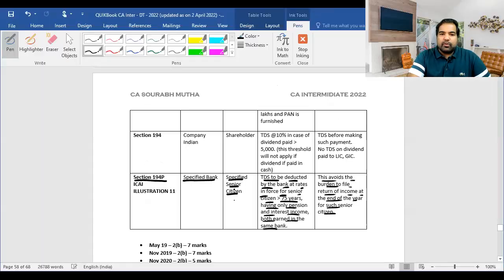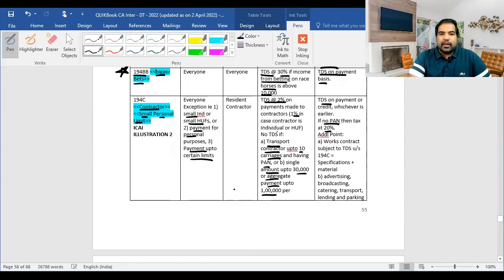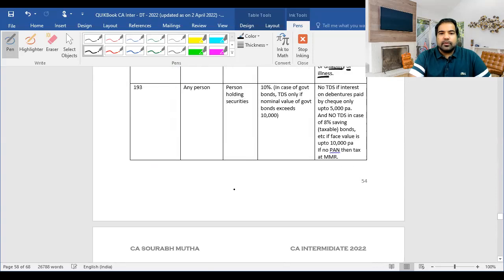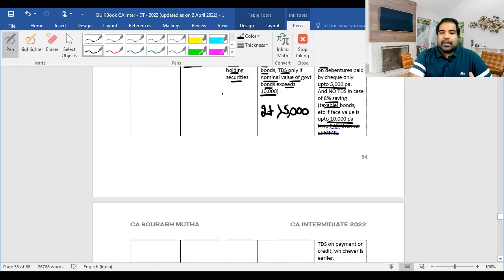I'm just opening it up in this book here, section 193. Let's have a look. Here we go. Any person paying money to any person holding securities, 10% in case of government bonds. If you're holding government bonds, TDS applies only if the nominal value of the government bond exceeds 10,000. No TDS if the interest on debentures is paid by cheque and is only up to 5,000. Up to 5,000, no TDS. Above that, there will be TDS at 10%. 8% savings taxable bonds up to 10,000 value, no TDS. So guys, there are two things here. The main thing is interest more than 5,000, only then there will be TDS. And in case of certain government bonds, only if the nominal value is more than 10,000. And if no PAN, then TDS at 20%, not MMR, guys. This is the mistake here. TDS at 20%. Perfect. This is section 193.